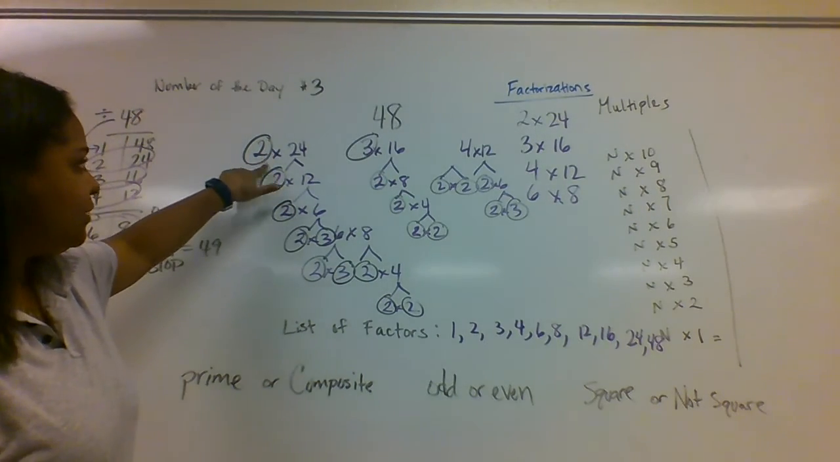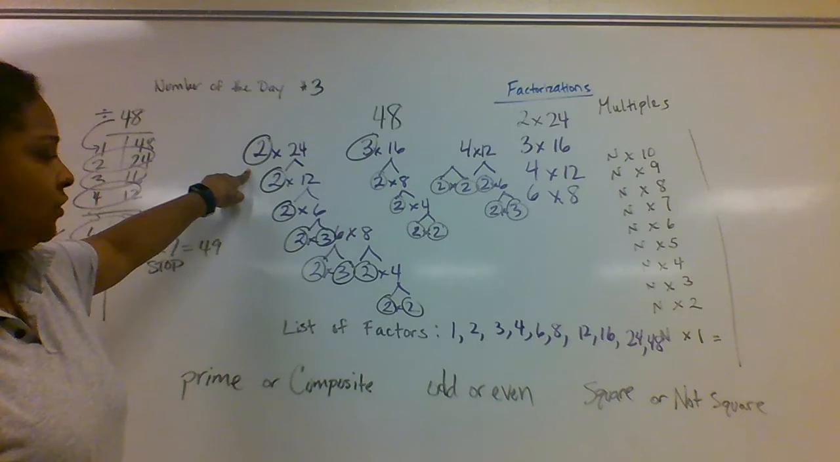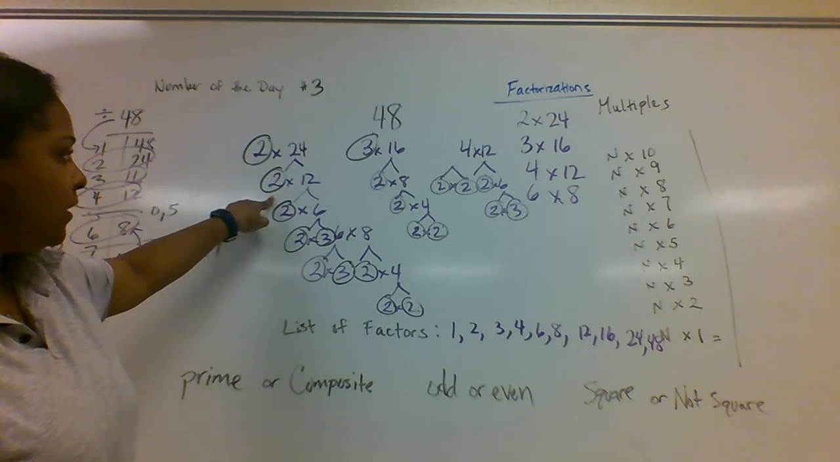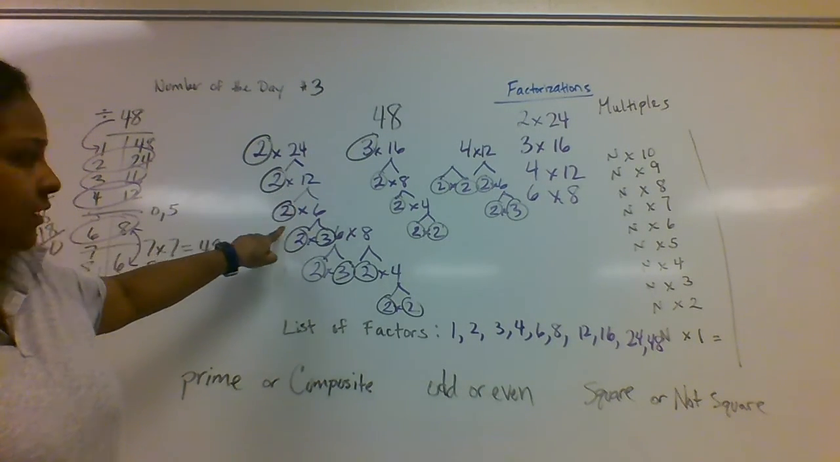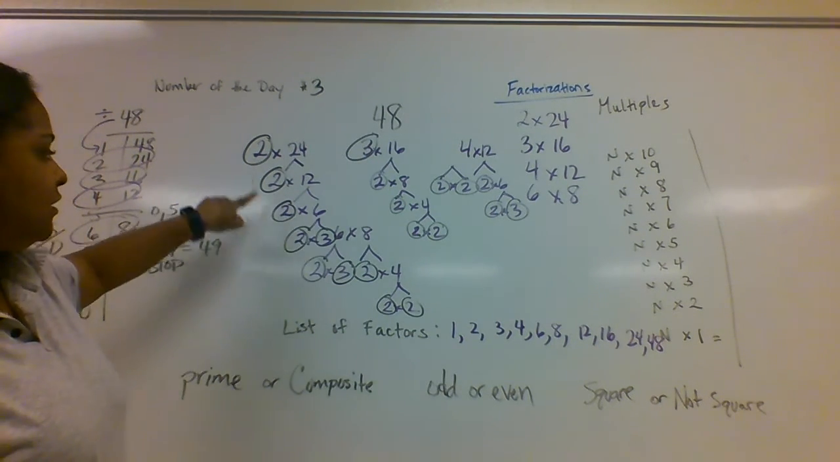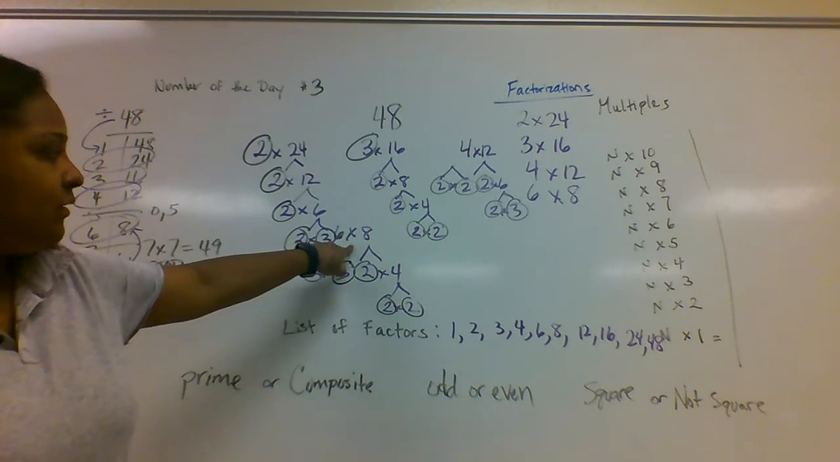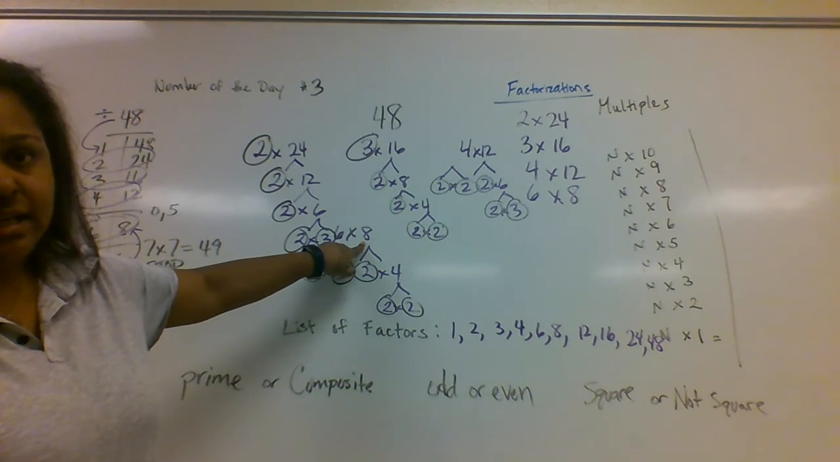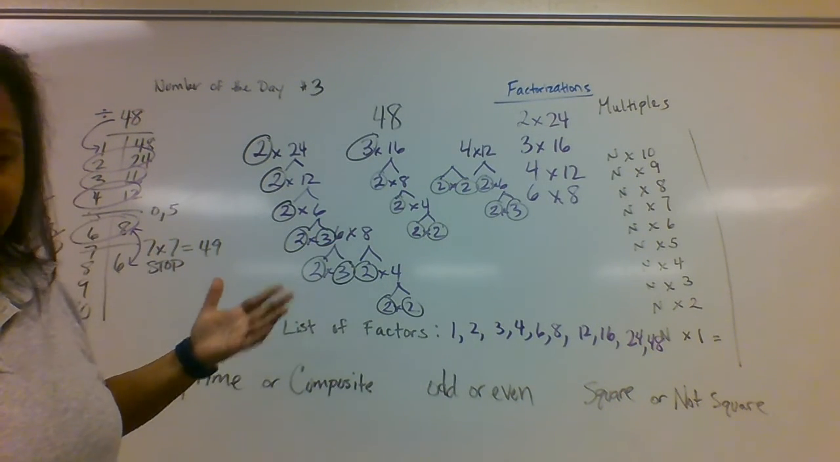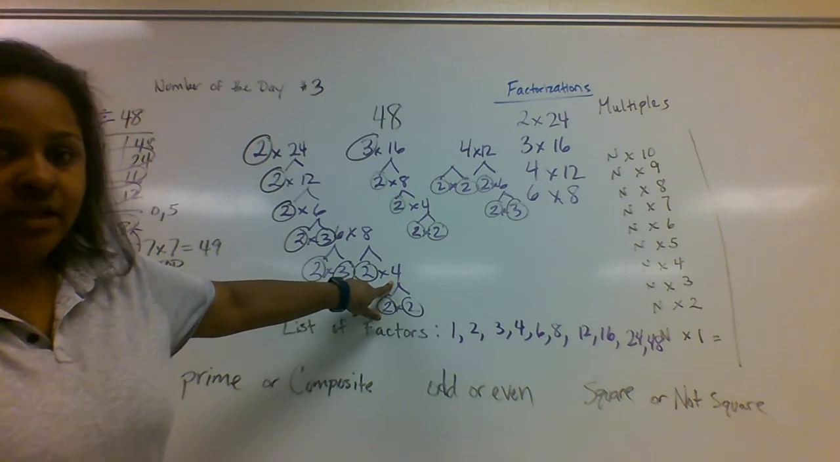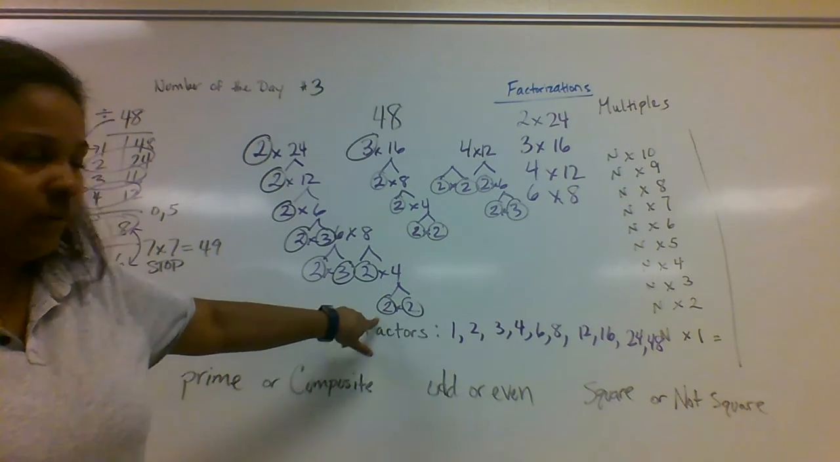So starting with the 2 times 24, 2 was prime already, so I left that alone, but I had to break down 24. Then I had to break down 12. Then I had to break down 6. And then finally I got to all prime numbers. Then with the 6 times 8, I had to break down both the 6 and the 8 because neither 6 or 8 are prime numbers. So then I got 2 times 3 times 2 times 4. So then I had to break down the 4.